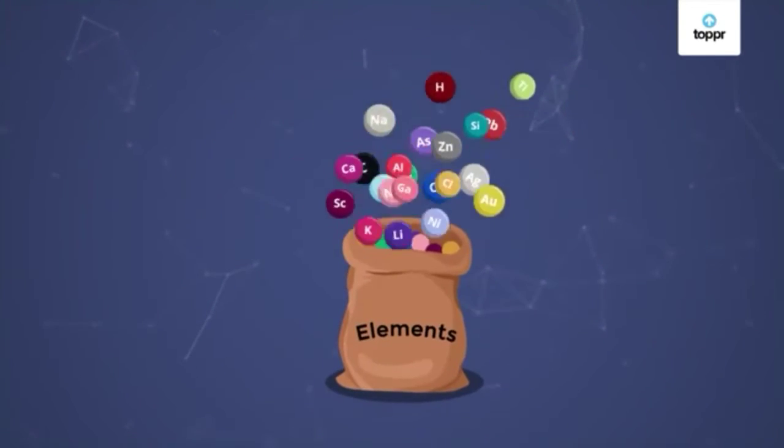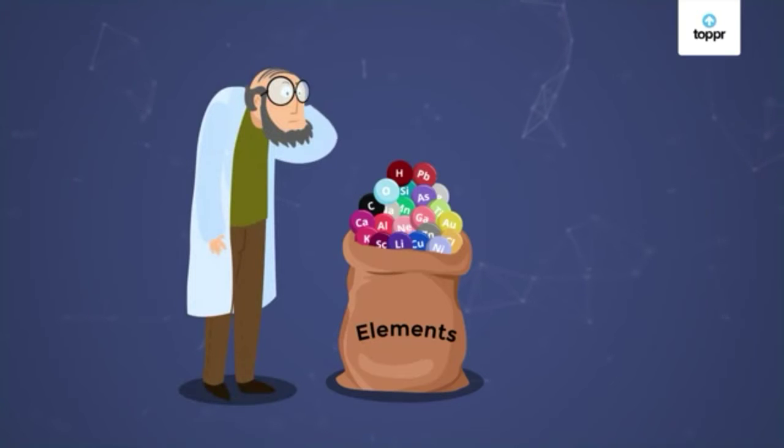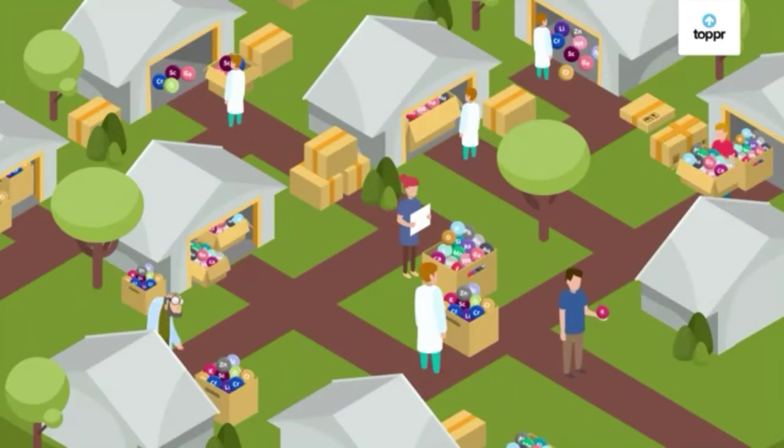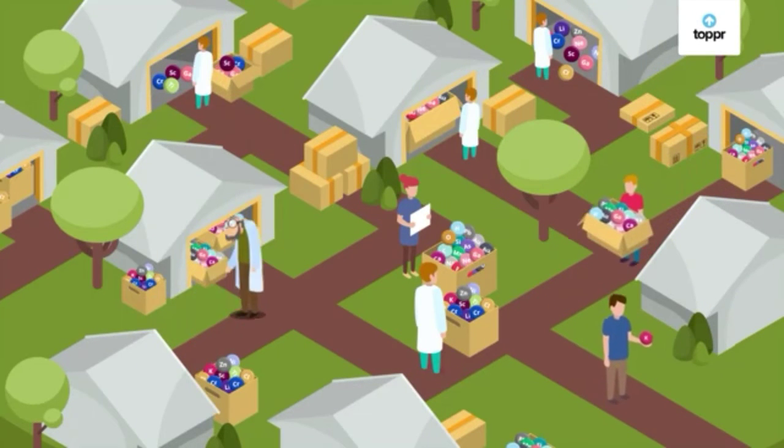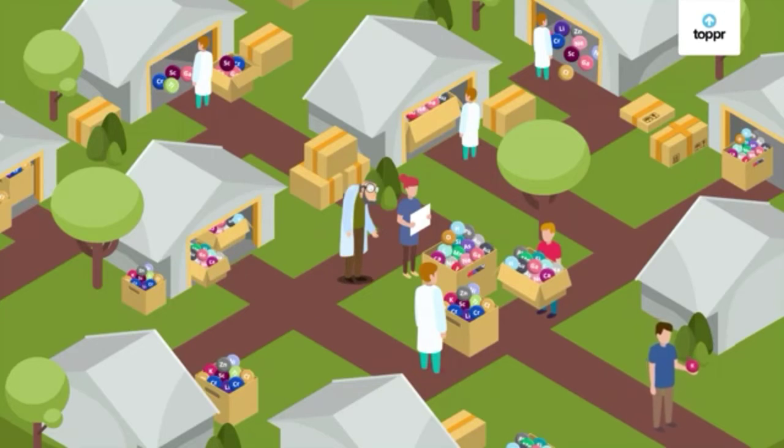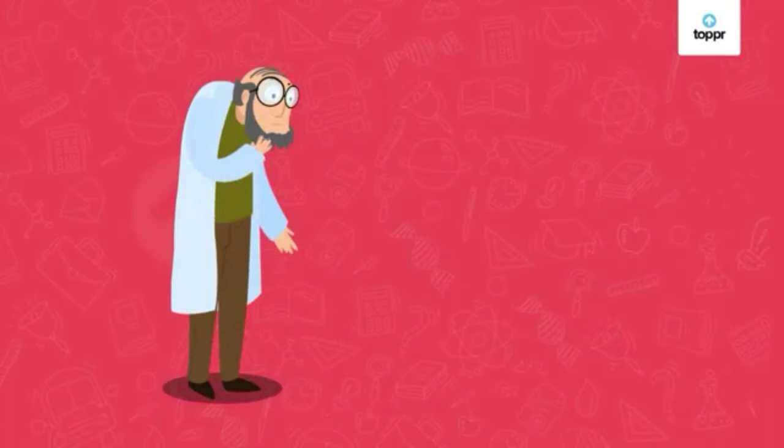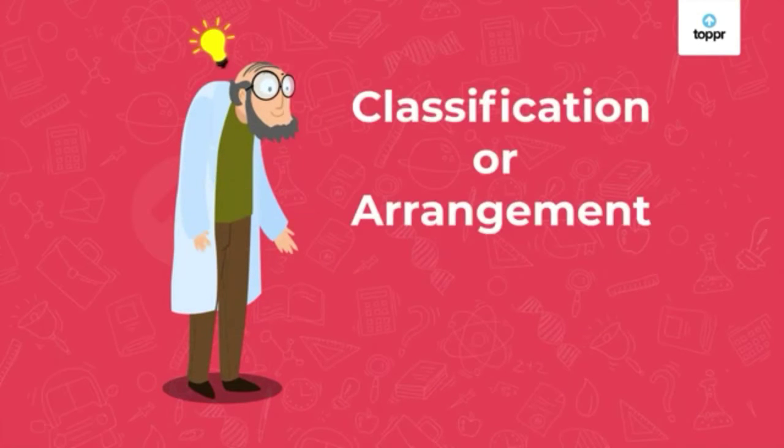With so many elements, it became difficult for scientists to remember which elements can combine with each other to form other materials. So for a scientist, it was just like going to a messy supermarket in search of the one particular element he wanted to study. This made scientists feel the need for an arrangement or classification of elements.